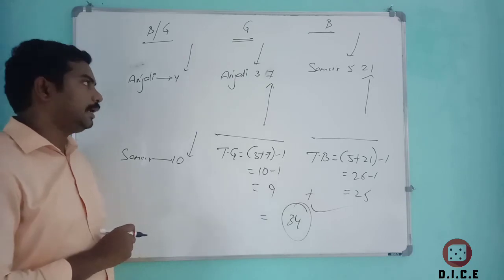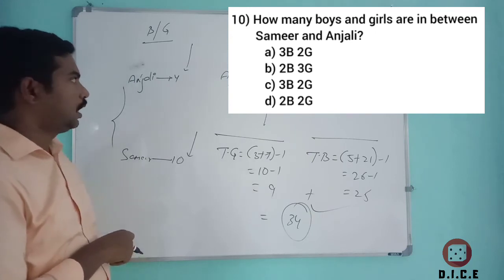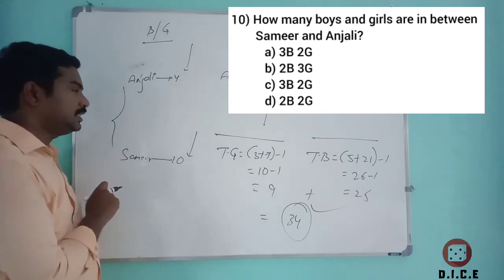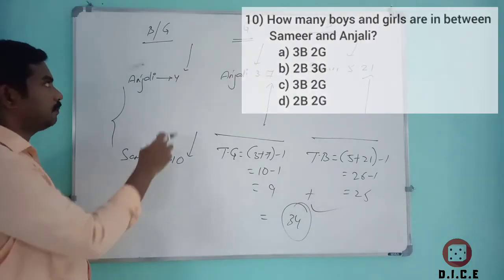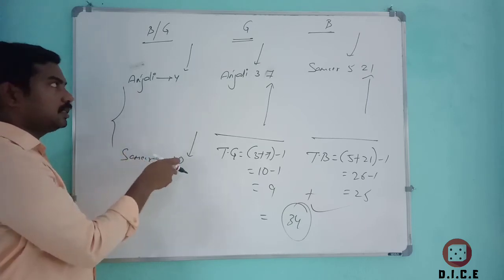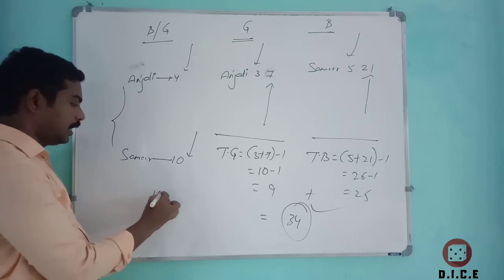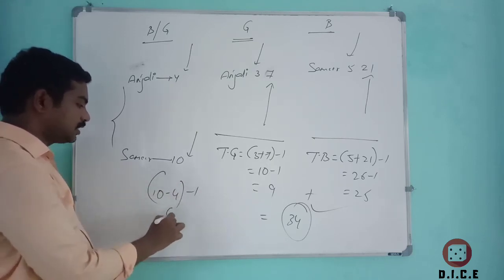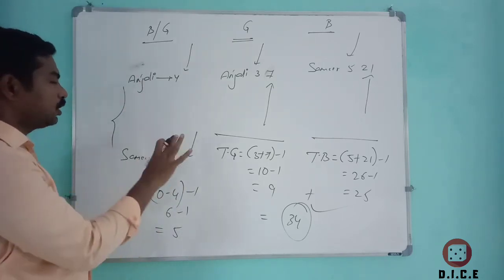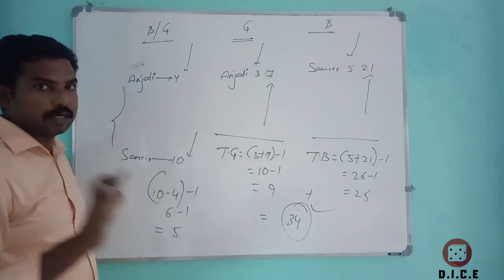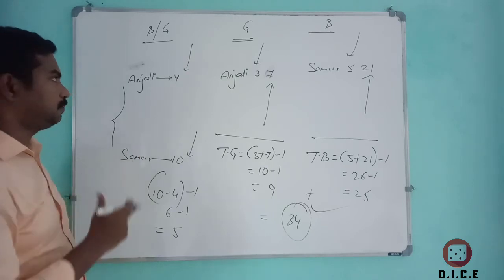Now if you see question number 10, it is asking how many students are there between Anjali and Samir. Definitely, how many boys and girls are there between Anjali and Samir? Anjali is 4th from the top and Samir is 10th from the top. So 10 minus 4 minus 1 means 6 minus 1, that is 5 students between Anjali and Samir, there is no doubt at all. But we have to know how many boys and how many girls are there between them.